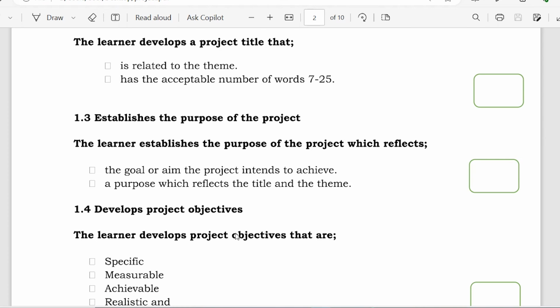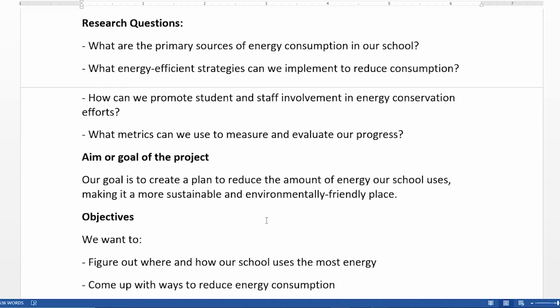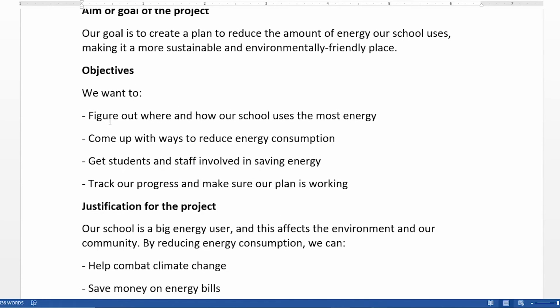Then next is develop specific objective. The objective should be SMART but also linked to the purpose, title, and theme. So if you look at our objectives here, one, figure out where and how our school uses the energy. This can be achieved. It is realistic, it is specific, it is measurable within the specified period of time.